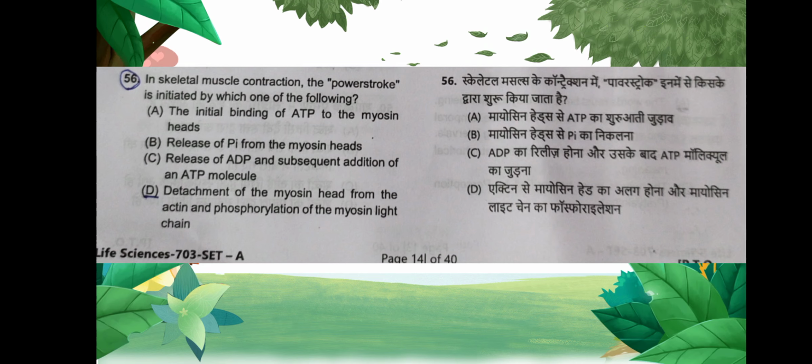Morning. JPSC JET question number 56. In skeletal muscle contraction, the power stroke is initiated by which one of the following? The options are: A, the initial binding of ATP to the myosin heads; B, release of Pi from the myosin heads; C, release of ADP and subsequent addition of an ATP molecule; and option D is detachment of the myosin head from the actin and phosphorylation of the myosin light chain.